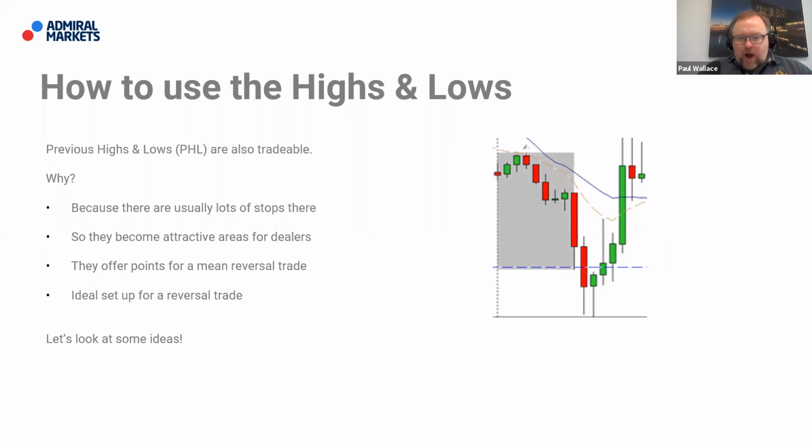So, as I said, why are they tradable? Well, they're tradable because there are usually lots of stop losses there on the other side of the previous highs and lows. So they become very attractive areas for dealers, for market makers, because there's lots of orders there, and how do dealers get paid? Dealers get paid when orders get triggered. So that offers points for a mean reversal trade. It's an ideal setup for a reversal trade. And that's what we're going to look at today: some ideas on how we can turn that into trade opportunity.